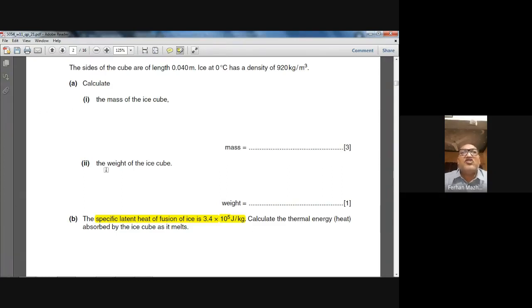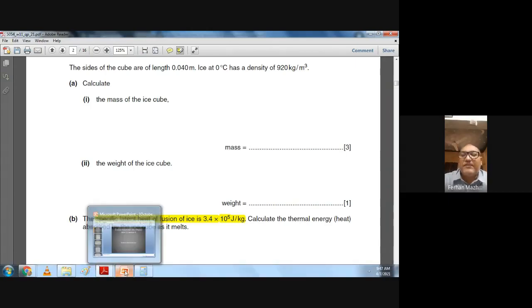And then the next question is the weight of the ice cube. Once you have the mass, then you will be able to find out the weight of the ice cube. That is a 1 mark question. Weight W is equal to mg. So if you have the mass in kg, you can easily find this.